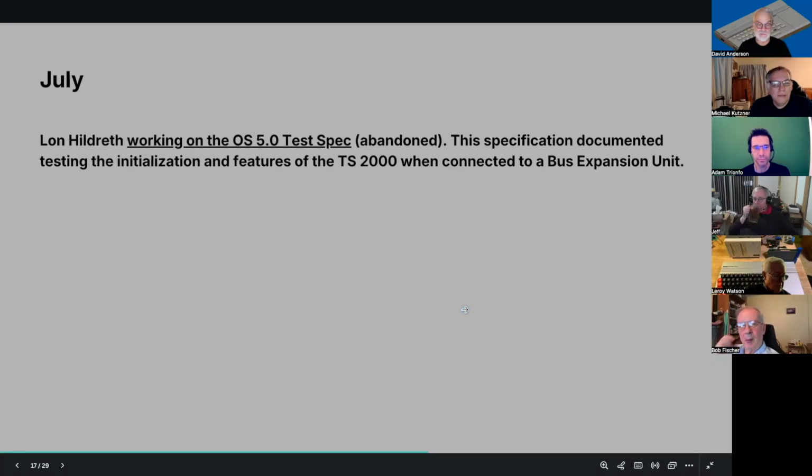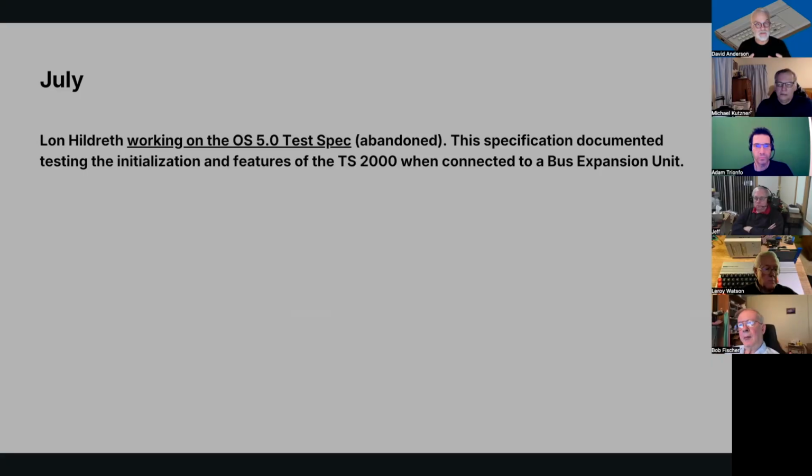So here's that reason that level thing that's bizarre. In July, Lon spent a lot of time working on this 5.0 test spec, which was largely about initialization and the features of the TS-2000 when it was connected to a bus expansion unit, because that bus expansion unit literally just opened the doors wide. It could have RAM modules in it. It could have ROM modules in it. It could have disk drives. It could have all of this stuff.